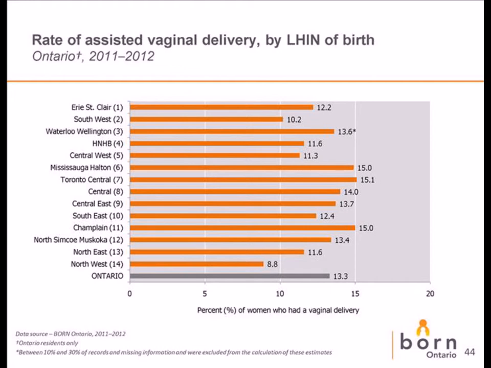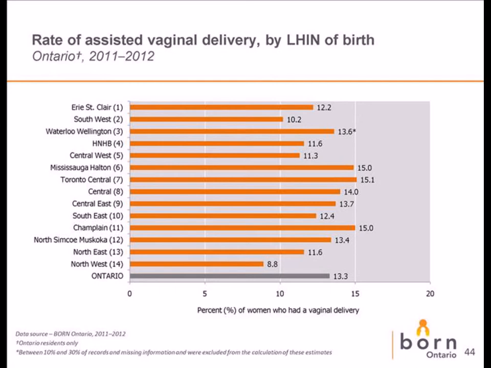And this is the rate of assisted vaginal delivery. This would be your vacuum or forceps or both. I can tell you from some work we did a number of years ago, the rate of using two instruments is only about 1%. In fact, it's recommended not to do that because of the risk factors that occur as a result of that, but there are occasions. Anyway, this is mostly just forceps or vacuum.